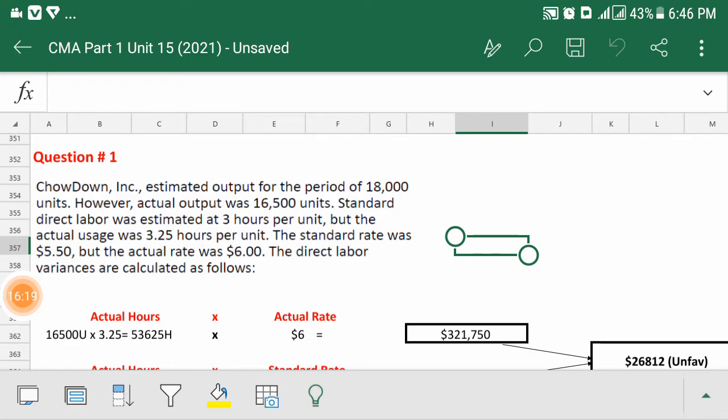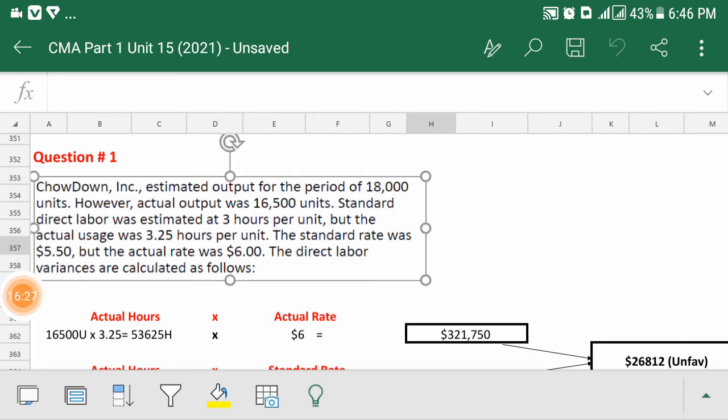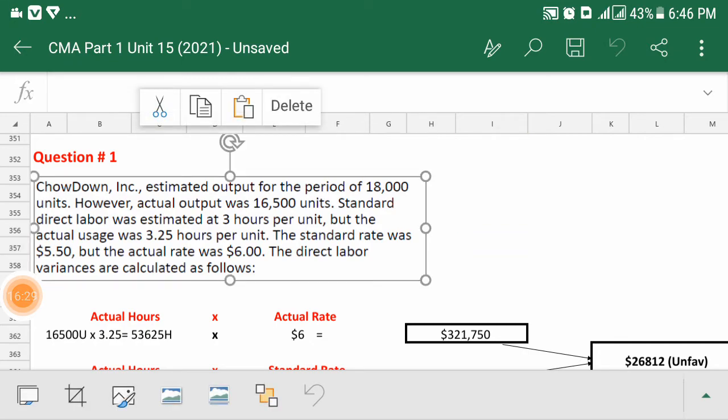So the standard direct labor was estimated at 3 hours per unit. Per unit, budgeted labor hours were 3 hours, but the actual was 3.25. You expected 3 hours only, but actually it took 3.25 hours, so it is greater than expected.